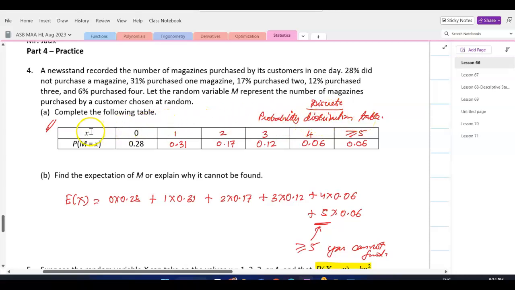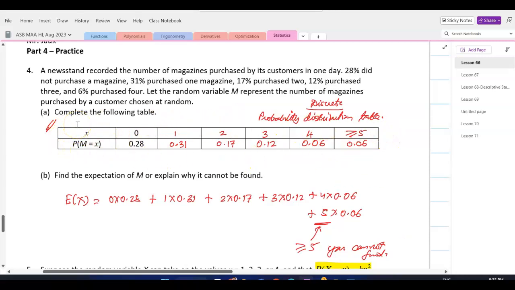So here you've been given some variable, which will be given as x. In this case, your x is, let M represent here the number of magazines purchased. That means the number of magazines can be 0, 1, 2, 3, 4 or greater than or equal to 5 as per the sum. You have to see that according to the question. And what you do is you write the corresponding probabilities below that. Now that's given in the sum, and sometimes you do work it out. So this is called a probability distribution table.